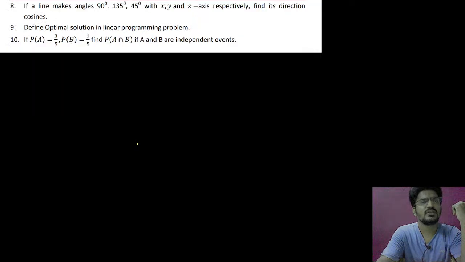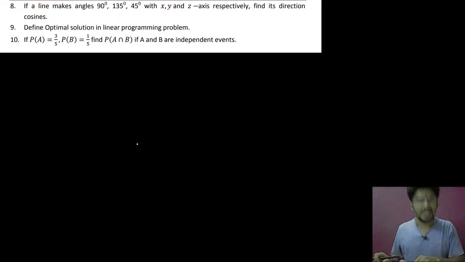And you can go for the 8th question, that is 90 degree, 135 degree and 45 degree. So all of you know that cos 90 is 1 and cos 135 you have to simplify. Cos 135 is what? Cos of 90 plus 45, and in the same way cos 45 is 1 by root 2. Okay, so no problem.